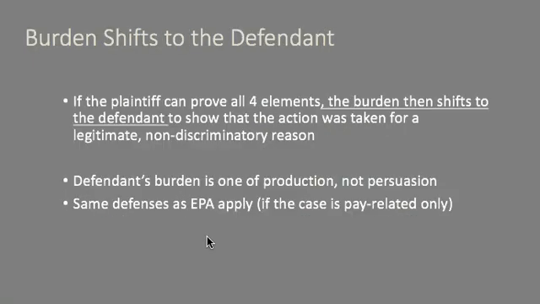Okay. So we mentioned that the burden would then shift back to the defendant to actually defend themselves. In this case, more specifically, the defendant would have to show that the action they took was for a non-discriminatory reason, right? So you can see here I say that the defendant's burden is one of production and not persuasion. The truth is that in order to actually defend yourself in a Title VII case, you need to have evidence, right? You need to be able to show paperwork.